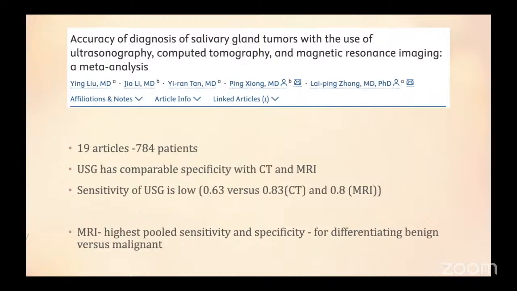Comparing the efficacy of the three modalities, MRI has the highest pooled sensitivity and specificity. And sensitivity of ultrasound is low as compared to CT and MRI, but specificity is comparable.